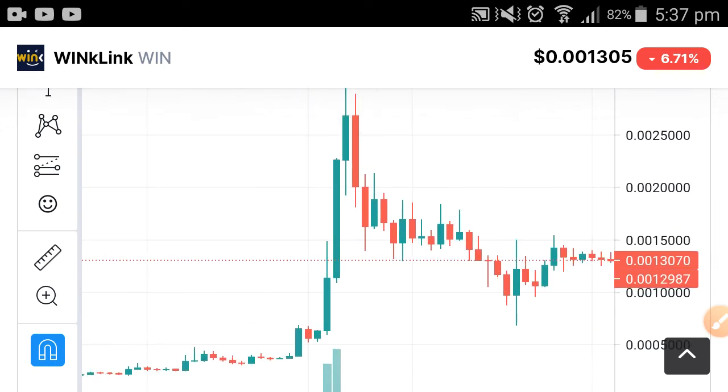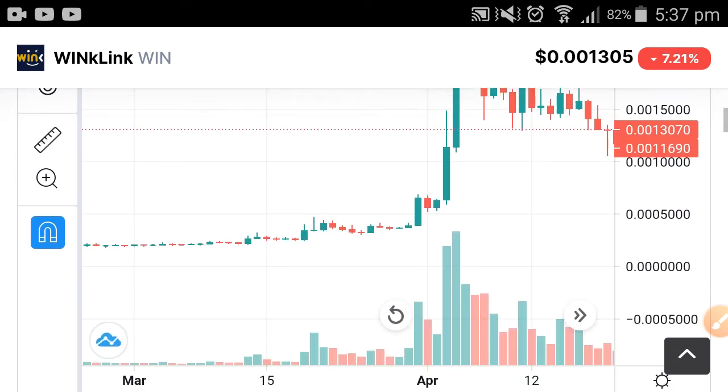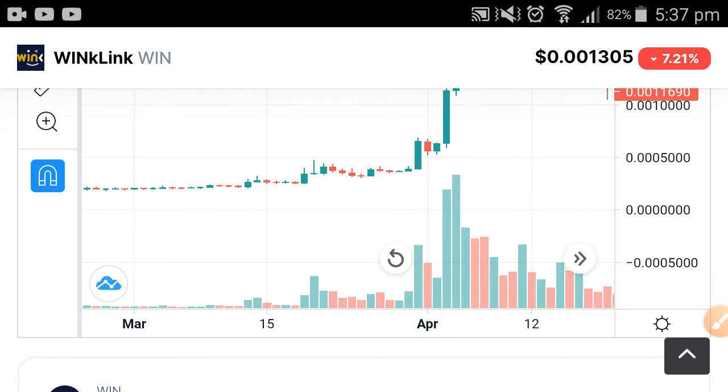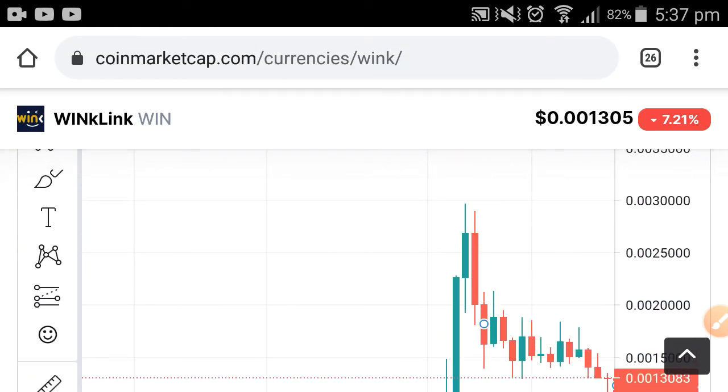In the previous days, Winklink completely took a jump. You can see here, especially at the end of April, it moved up like a rocket. So definitely a lot of holders started buying, and therefore, my friend, the price is also increasing now.